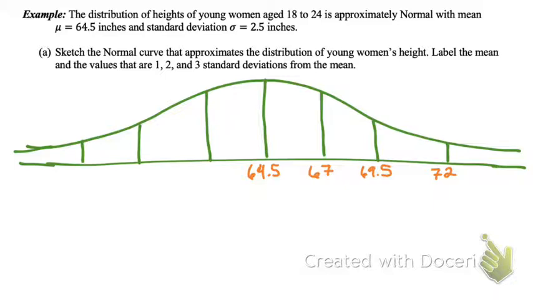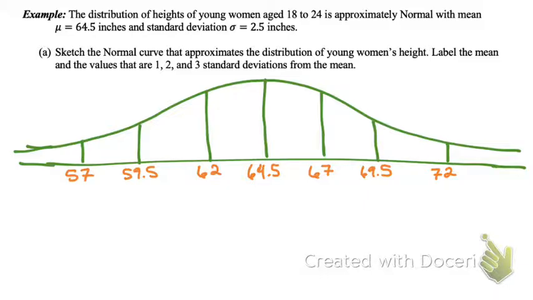Let's go the other way. 64.5 is the mean. If I subtract 1 standard deviation, what is the height of a woman there? 62. What is the height of a woman that is 2 standard deviations below average? 59.5. Subtraction is hard. And what is the height of a young woman that is 3 standard deviations below average? 57.